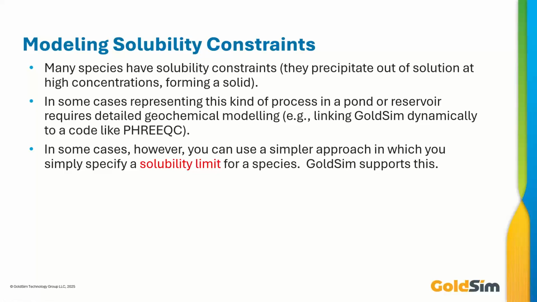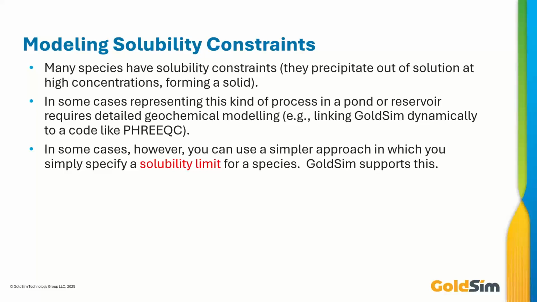The next thing I want to talk about is modeling solubility constraints. Many species have solubility constraints, and the question is, how do we represent those? Now, in a complicated system, we may have to use a geochemical equilibrium code to do this, because there's a lot of complex chemistry going on. But in some cases, we can use a simpler approach, and that's what I'm going to do here.